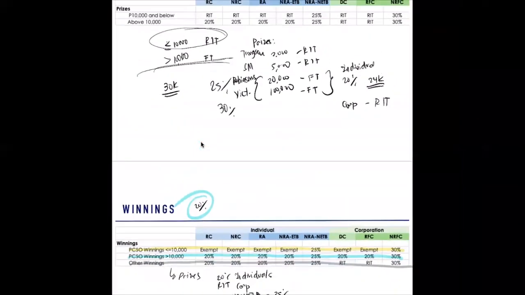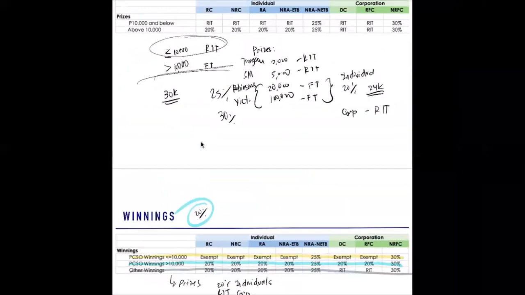So tignan nyo yung prices natin kanina, di ba? So we have here, if above 10,000, 20, 20, 20, 25, RIT, 30%. So they are almost the same. Other winnings and your prices above 10,000. Clear? So your prices are subject to 10,000 threshold. While your winnings, there is no subject of it.